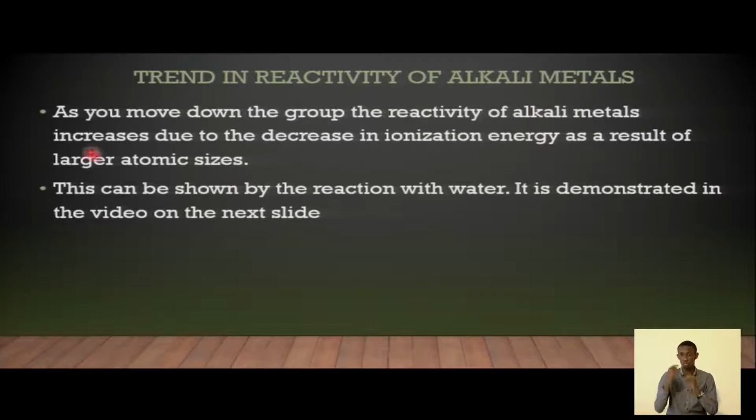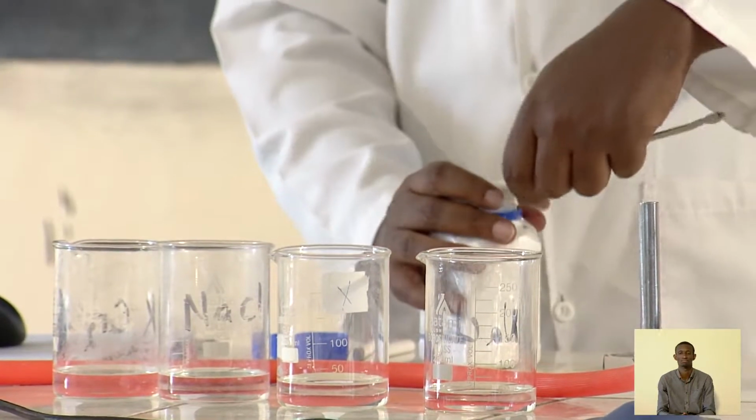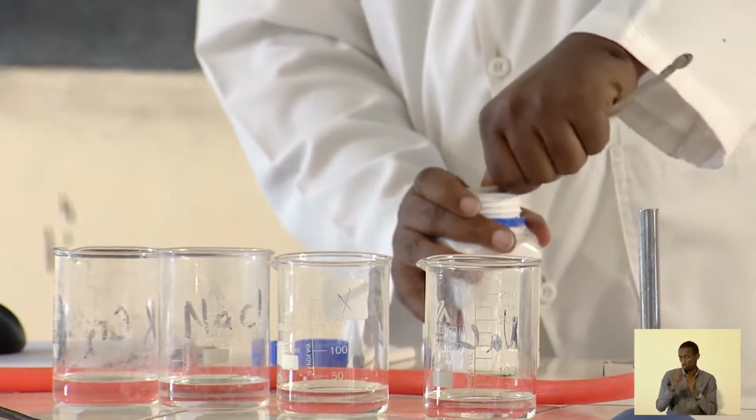As you move down the group, the reactivity of alkali metals increases due to the decrease in ionization energy. We know that. The atomic size increases, ionization energy decreases, and then metals become more reactive. And we have demonstrated that by using this video showing the reaction when they are reacting with water. Here I want to show you another example of how the reactivity changes when we move down the group.